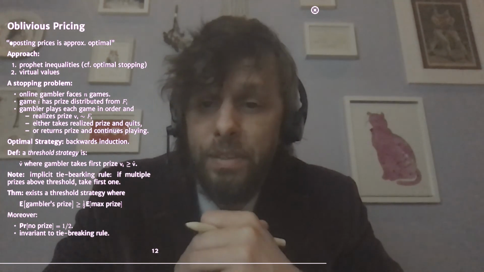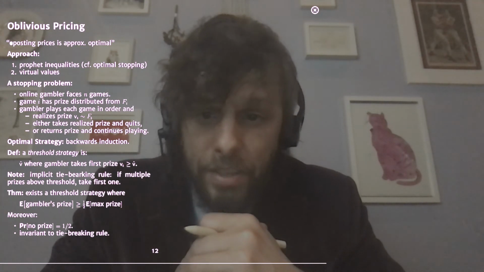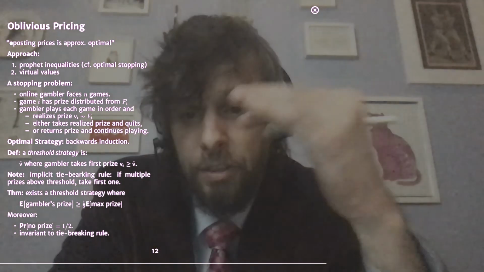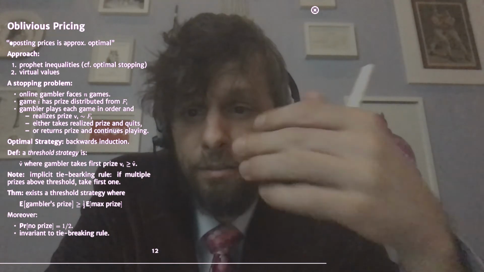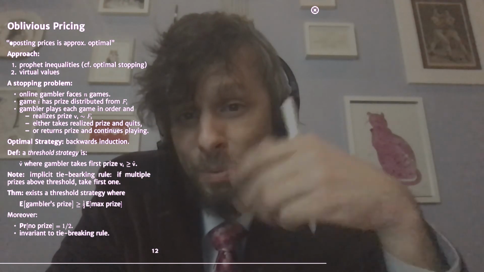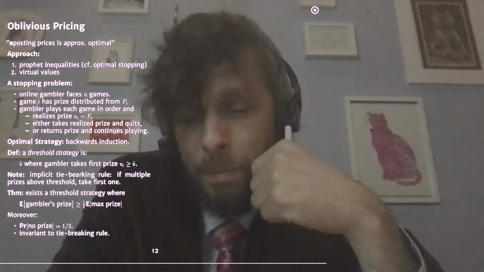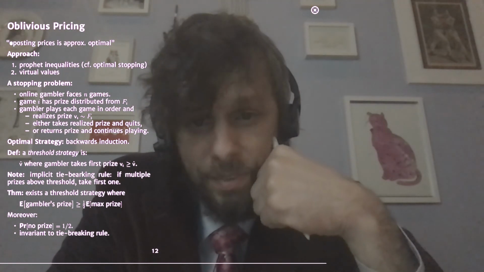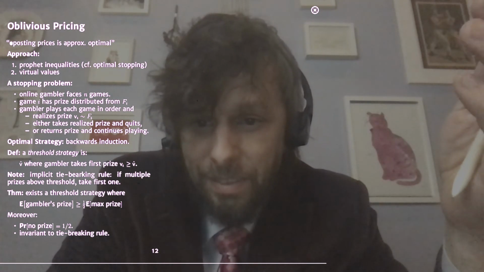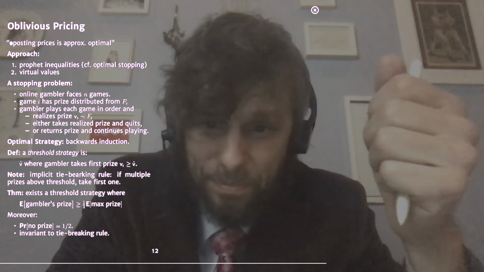And the second note is that this result holds and is invariant of the tie-breaking rule. In other words, if we chose a different tie-breaking rule, like, for example, if there are multiple prizes at the threshold, maybe the gambler gets the prize with the lowest value, or maybe they get the prize with the highest value, or maybe some other tie-breaking rule. It doesn't matter what the tie-breaking rule is. The theorem still holds. So the tie-breaking rule is a detail.